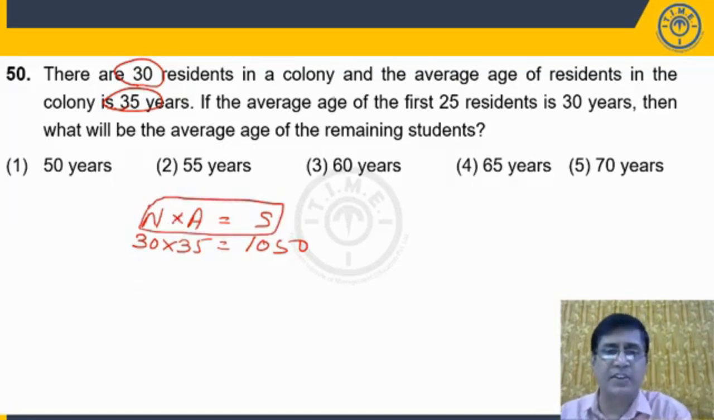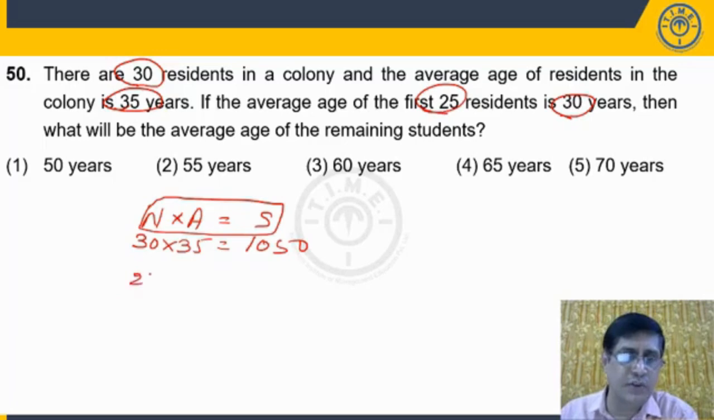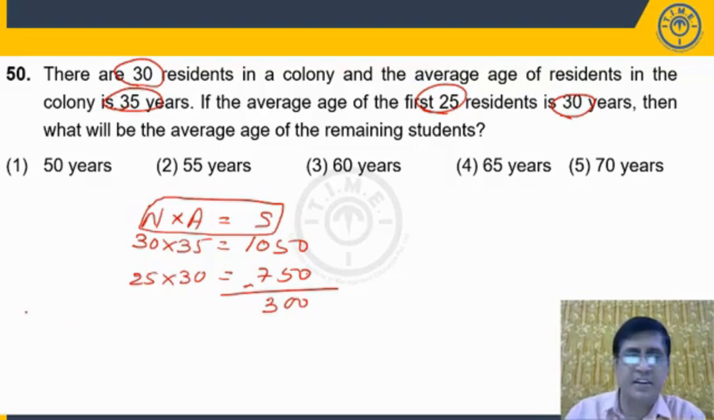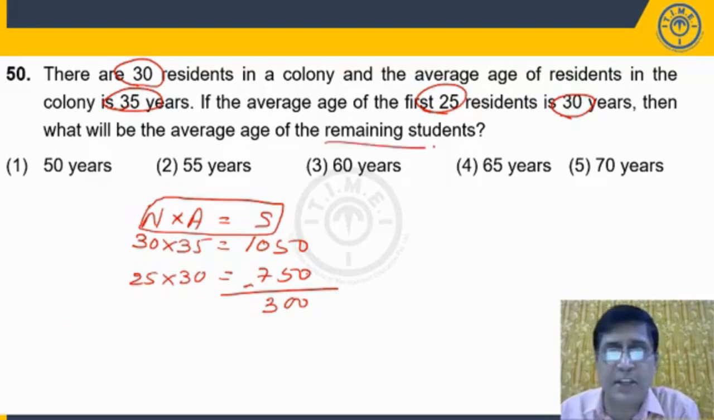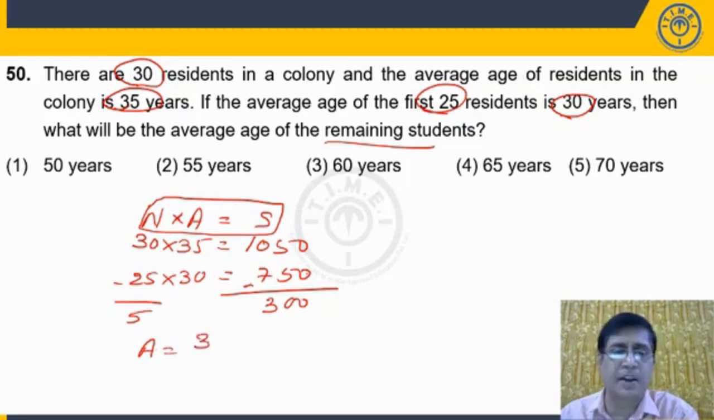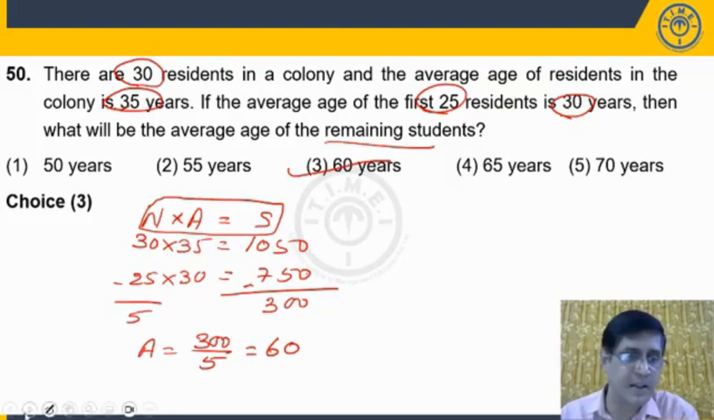Now, the average age of the first 25 residents is 30 years. The product of these two is 750. Now, how much is the difference? That is 300. What will be the average of the remaining residents? Remaining residents means 30 minus 25, that is 5. Average is equal to sum by number, so 300 by 5 is 60 years. Right choice, option number 3. The third choice is the right answer.